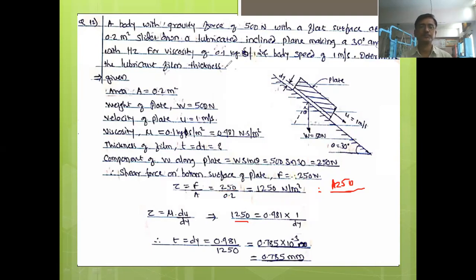0.785 mm, or 0.784 and something more. If you round it up, you will get 0.785 mm. Actually, you will get this value in 10 to the power minus 3. So 10 to the power minus 3 meter means it is mm. This conversion you have already written in the first page of your notebook. So the thickness of the plate will be 0.785 millimeter.